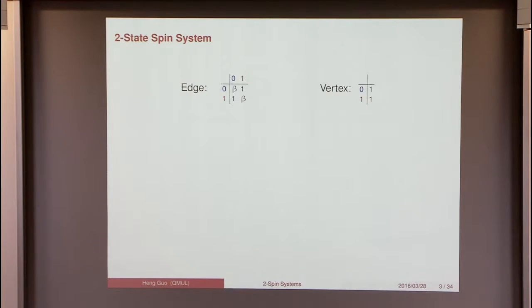To recap, this is an Ising model with beta 1, 1 beta interaction. We have no field on the vertices, so that means we have just a weight of 1 for the vertex. So we will denote this by the vector 1, 1. This will be our notation for the edge interaction and the vertex weight.